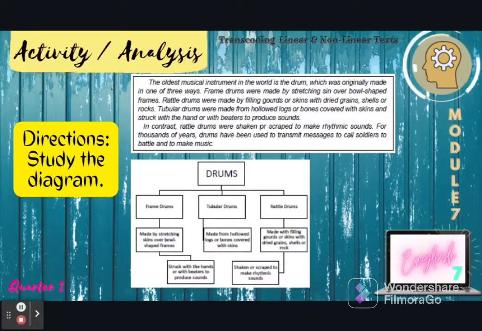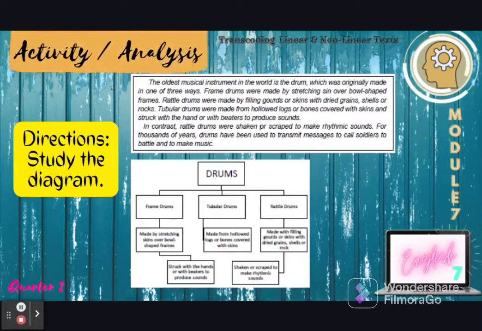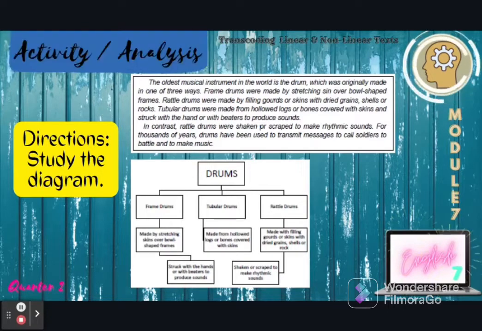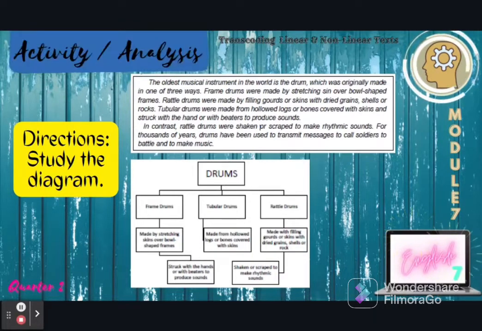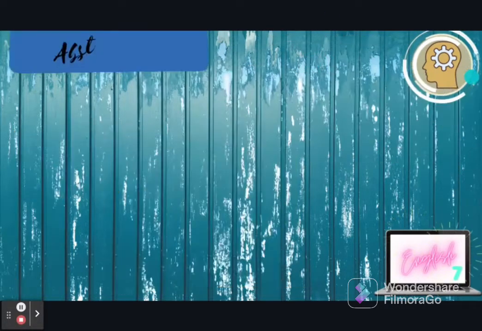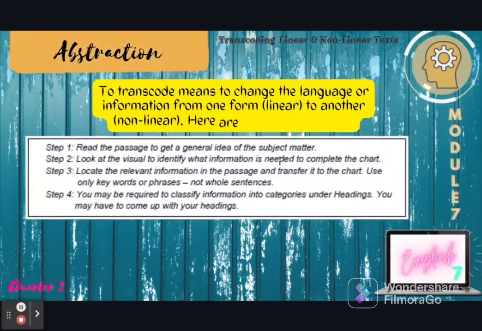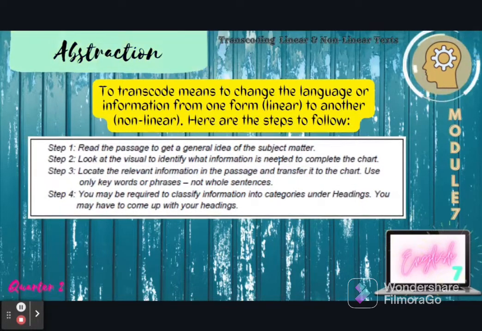If you have noticed that linear text talks about the oldest musical instrument, its classification and its characteristics. The nonlinear also shows the same information as the linear. The only difference between the two types of text is in the presentation of the information. How is a linear text transcoded into nonlinear? To transcode means to change the language or information from one form, that's linear, to another form, that's nonlinear.